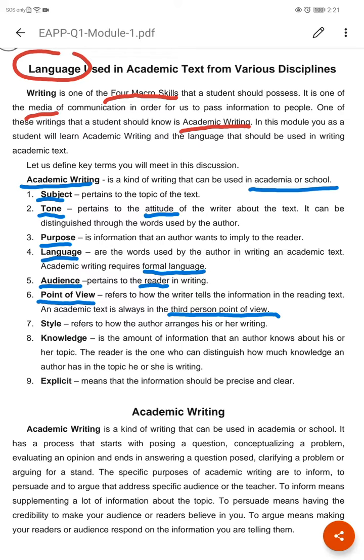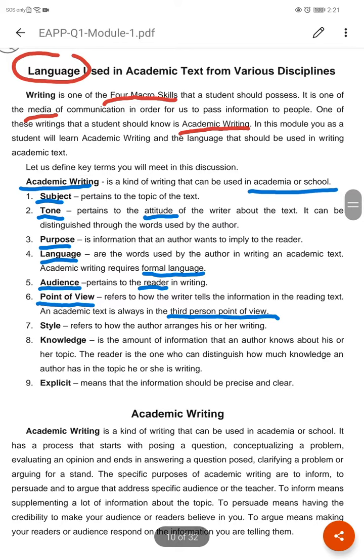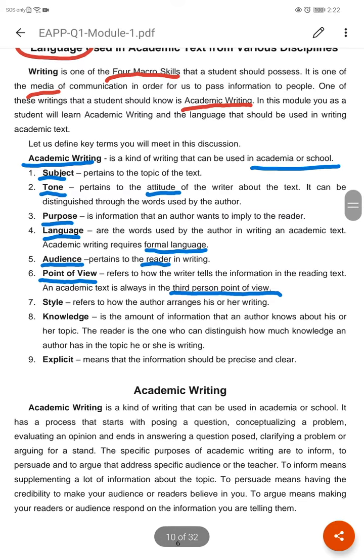So you would notice that it's no longer about you, it's no longer about the person you're talking to, but it's about someone else now. Okay? And again, in writing academic texts, we use the third person point of view. Therefore, you cannot write you, and you cannot write I, we, or whatsoever. Okay?